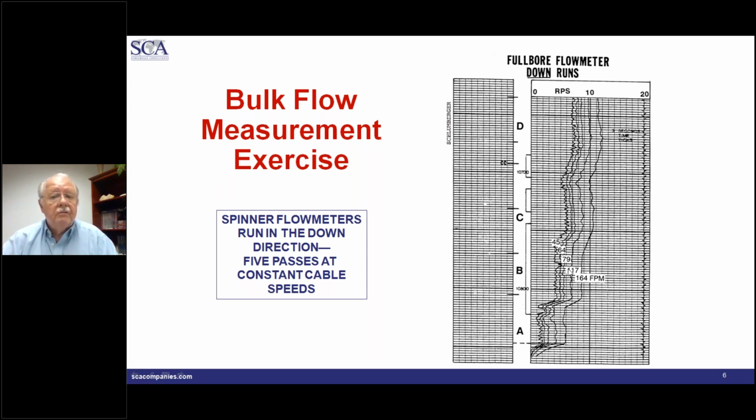So you can, as a general rule, see that what we have are a series of relatively constant flow rates. Here we have a steady flow rate, here we have a steady flow rate, here we have a steady flow rate, here we have a steady flow rate. Those steady flow rates are the intervals at which we would do our analysis, because we can be confident in what we're looking at. The other thing to notice from a quality control standpoint is each one of these is at a constant logging speed.